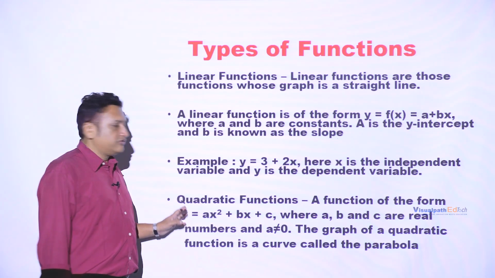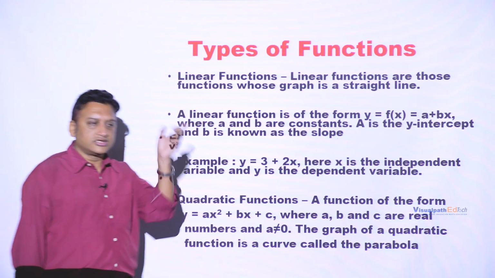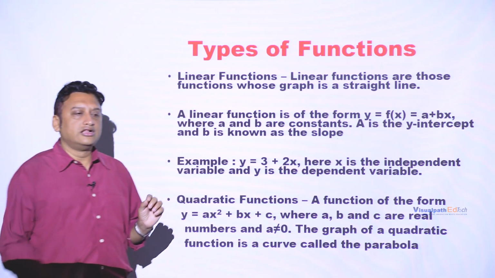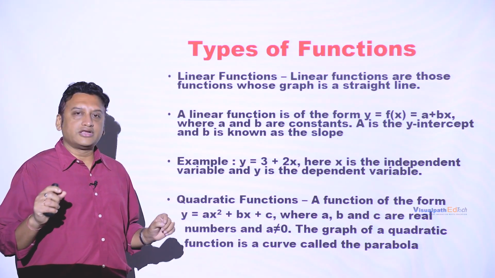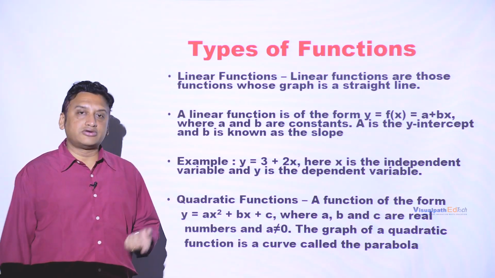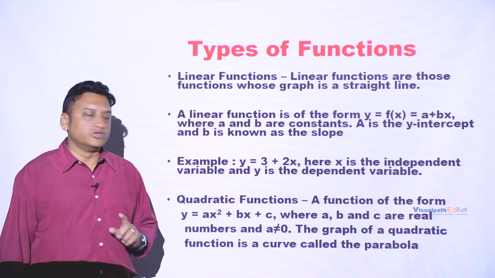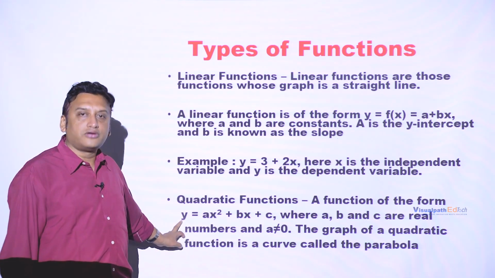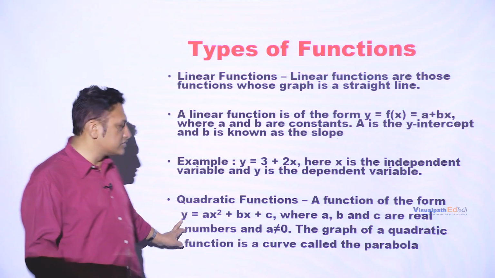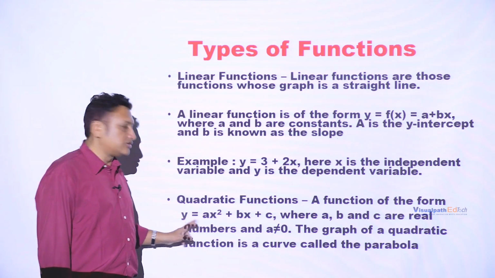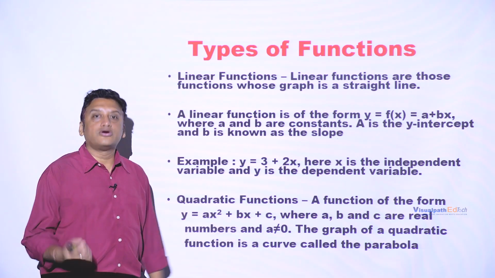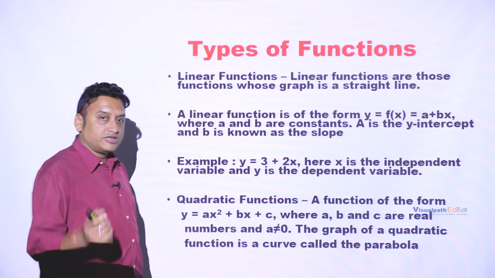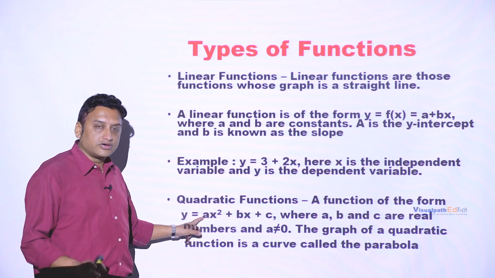I repeat again, when we say quadratic functions, the first thing that should come to our mind is that it is an expression where we have dependent and independent variables, but the highest power of the dependent variable will be 2. So, the generic form of representing a quadratic function is y is equal to ax square plus bx plus c, where a, b and c are constants or real numbers. But please remember, a cannot be equal to 0.